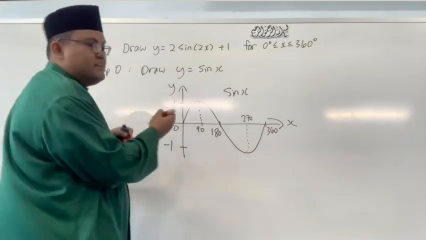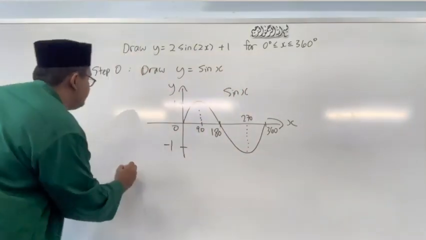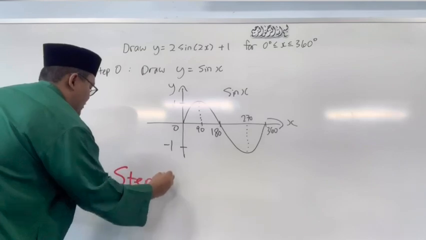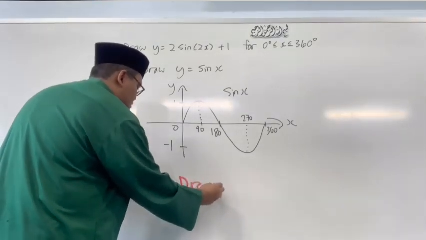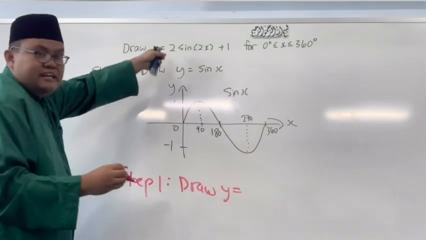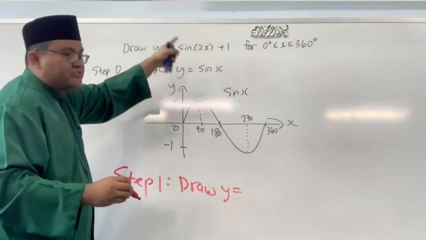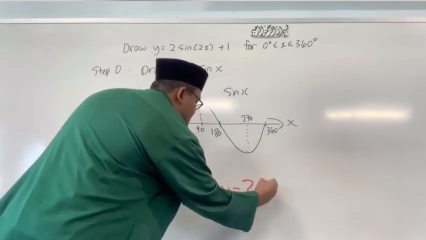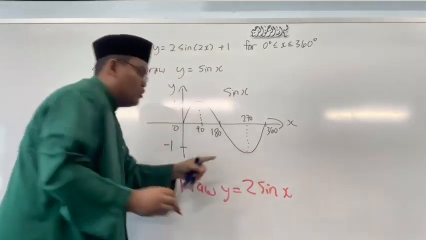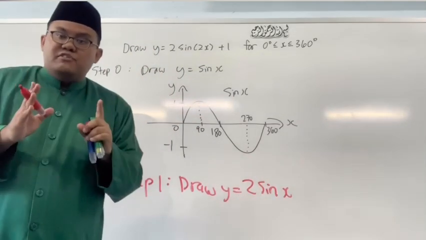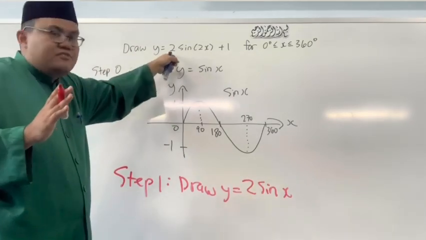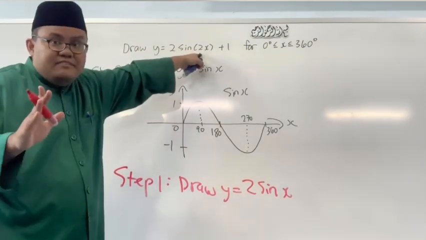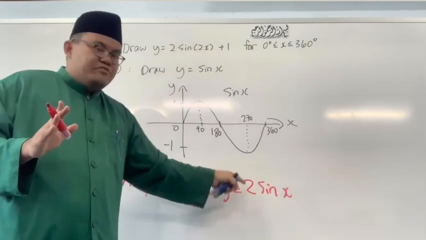So for step 1, I'll write here. We draw y equals, the effect of A. So 2 sine x first. Not 2 sine 2x. We focus on A, B and C one at a time. So we focus on A first. Pretend that the 2 is not there yet. So we draw 2 sine x first.